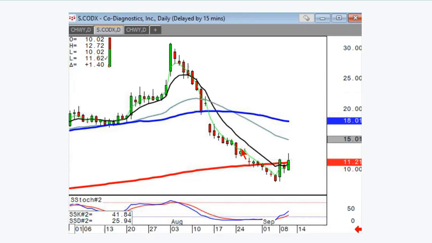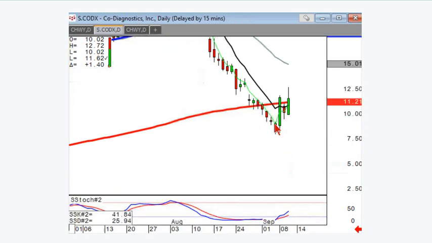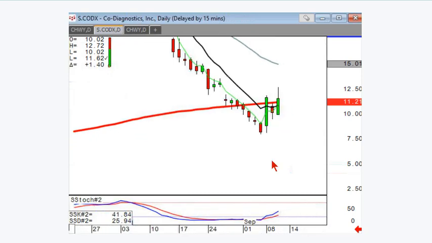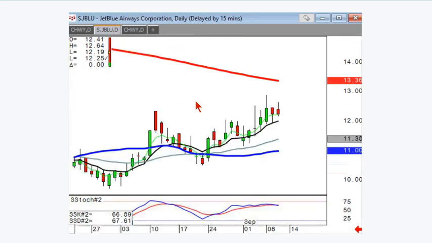Codex, you can get ready to buy this one. It's not quite a kicker signal because it opened below where it closed the night before, or where it opened the day before. But you can get ready to buy this one on positive trading. JetBlue, just stay long. It's not a real vivacious chart, but as long as it stays above the T line, you can stay with it.